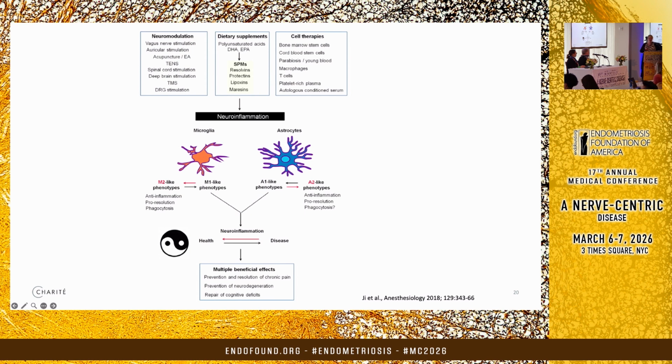But we have some topics. We have the option of neuromodulation now. We also started a project with vagus nerve stimulation. We tried also spinal cord stimulation and so on. And of course, we can improve the inflammatory situation with dietary supplements and so on. So there are a lot of further options to modulate this neurogenic inflammation. I'm really sure that it is a very hot topic for future research in endometriosis.